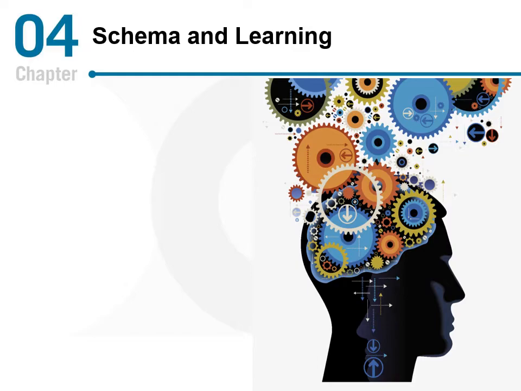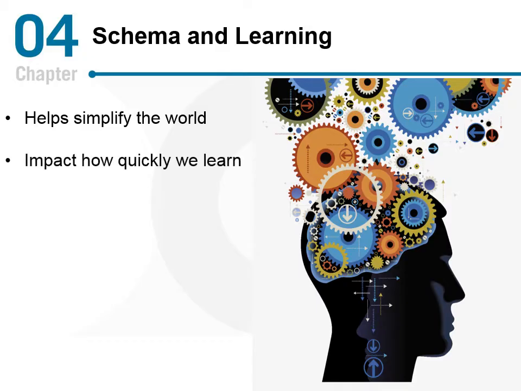So schemas can help simplify our world. And that's probably one of the things that really is the most useful about them. So they can make it easier for people to also learn about the world around them. New information could be classified and categorized and compared to existing schemas we already have. So that allows us to quickly learn information and more readily fit what we've got into our existing schemas.